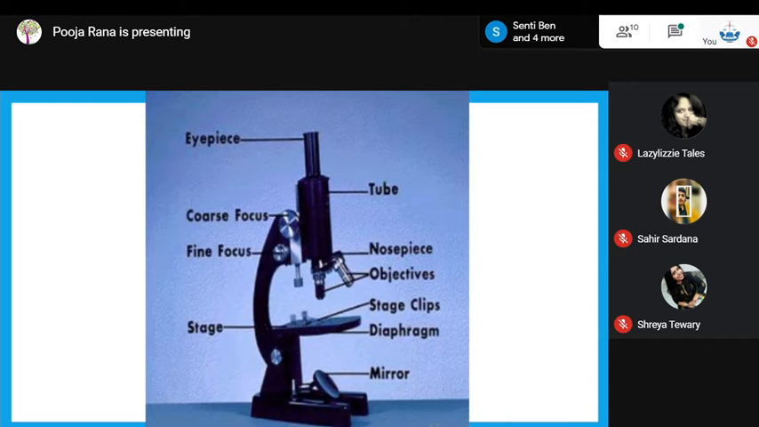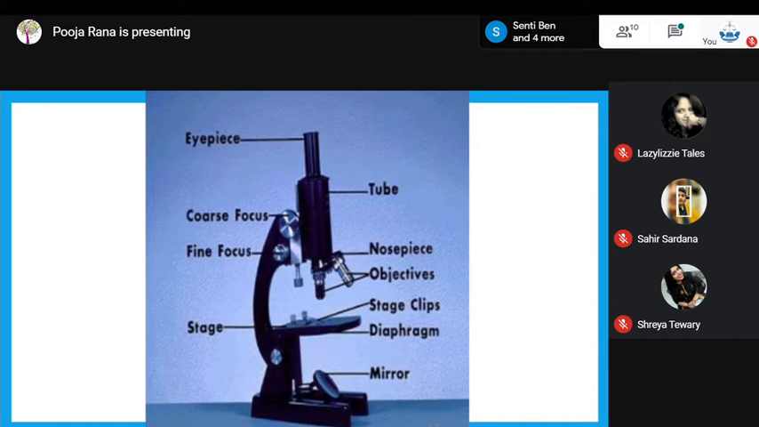Fine. Now, next we talk about the stage. The stage is a podium or a platform which holds the specimen which is being viewed. It is present beneath the objective, and a hole is present in the center of the stage to let the light pass for illumination of the specimen, and arms are usually present to hold the slides in place. Now, next we talk about the light source.